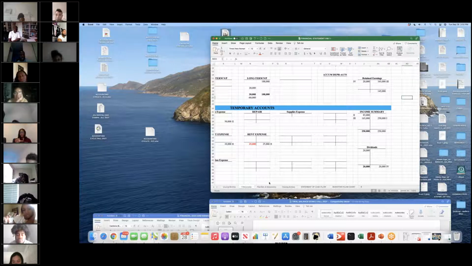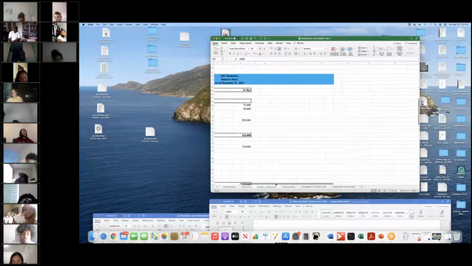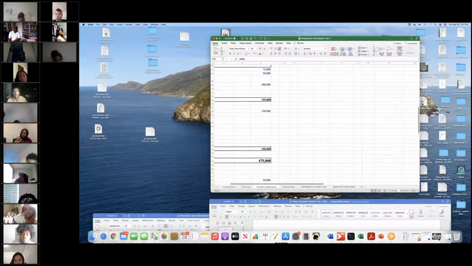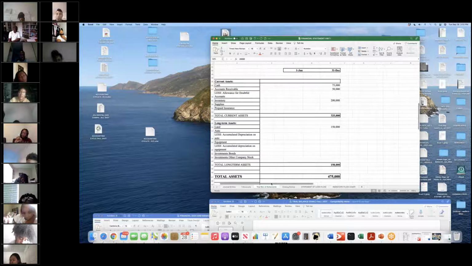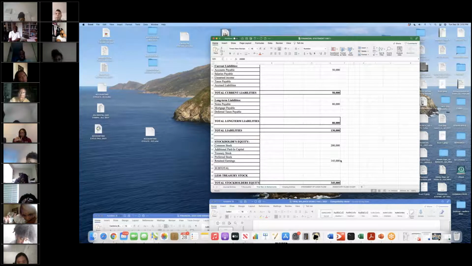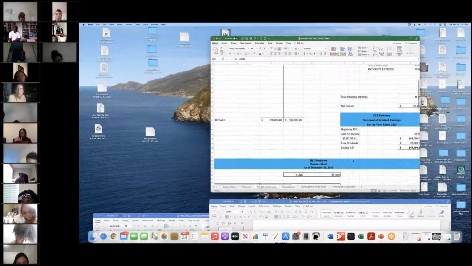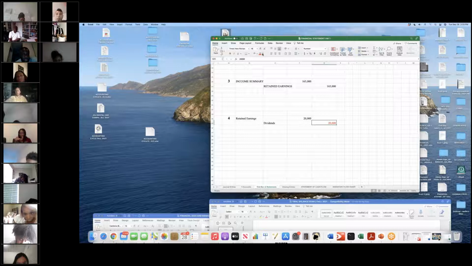145. And where else do you see that 145 at? You see the 145 on the statement of retained earnings, and you see it on the balance sheet. In retained earnings, that same 145. So we know it's 145. The closing entries move it from 0 to 145.